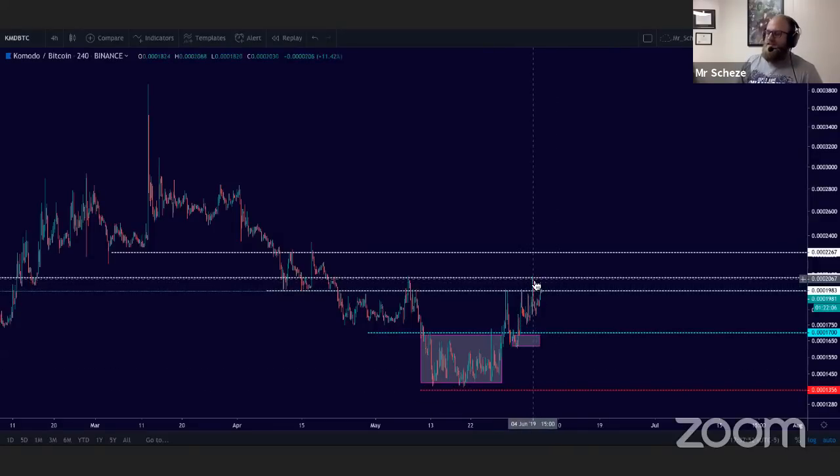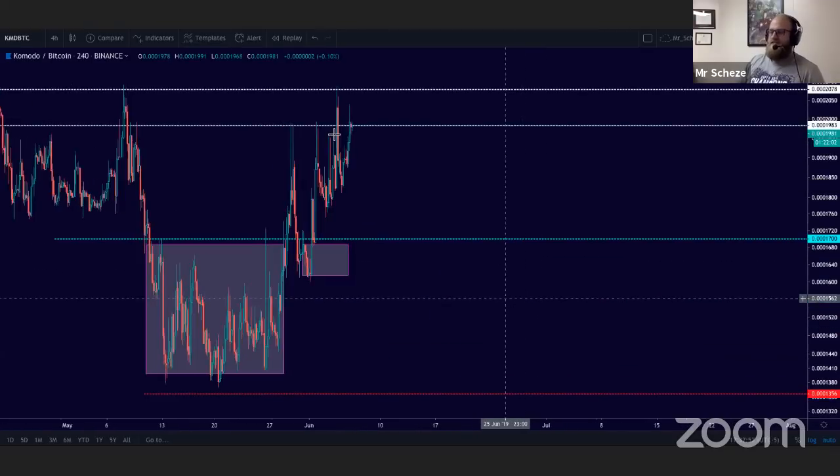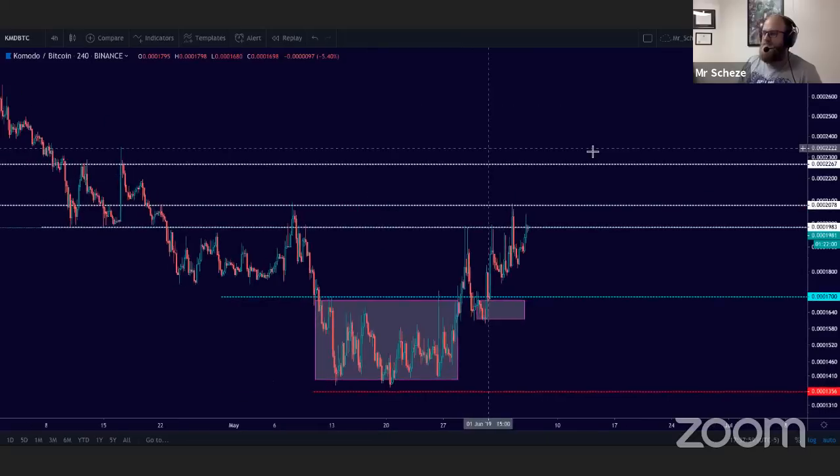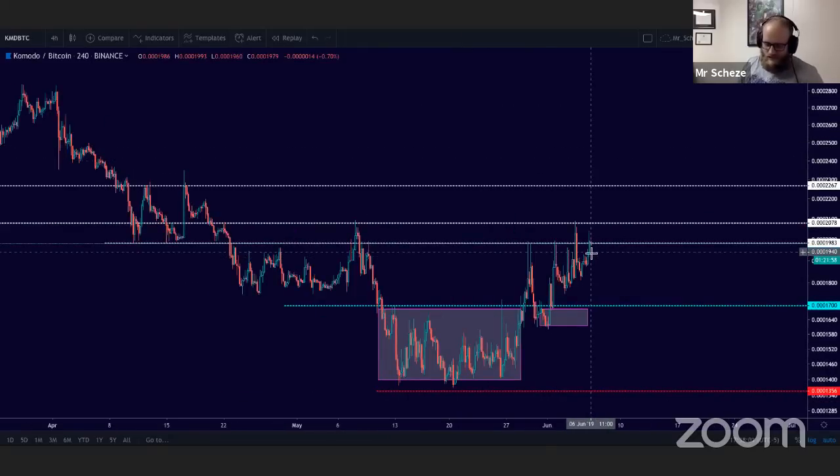But then the day before yesterday, we hit the second take profit area. Last night, they released the news, and surprisingly, KMD's actually holding up pretty good. They don't seem to care whether or not there are inherent flaws in their design.